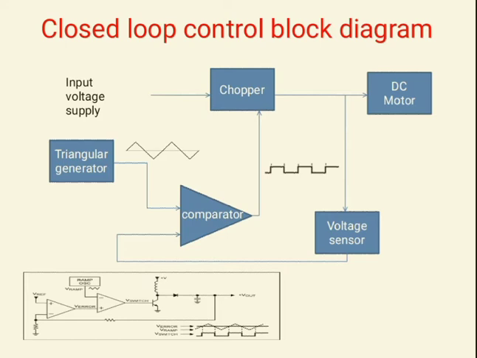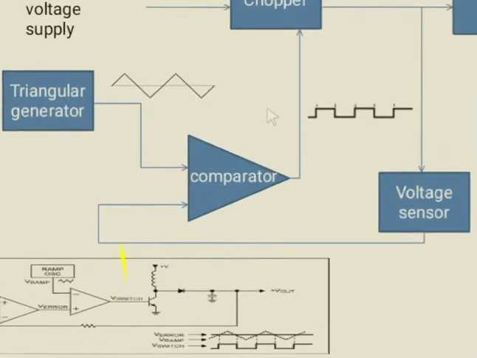As we know, PWM pulses are obtained by comparing the triangular wave and one DC reference signal. Here the DC reference signal is the output voltage. By comparing the output voltage and the triangular wave, we can generate the PWM pulses. By changing the width of the PWM pulses, we can change the output voltage of the chopper.